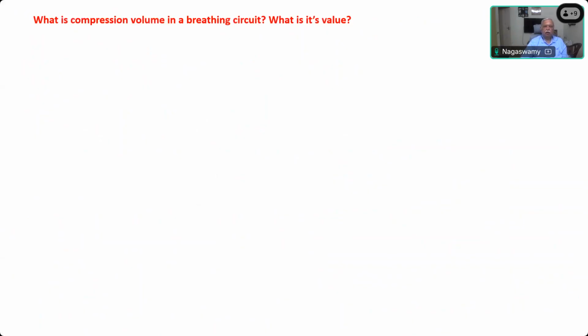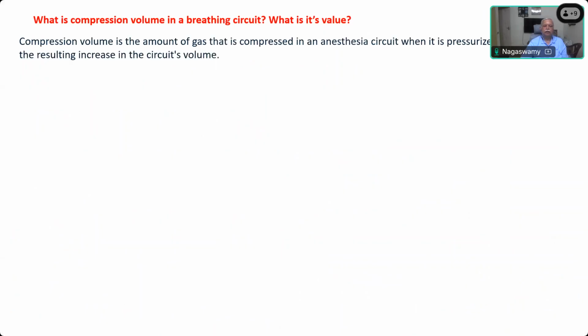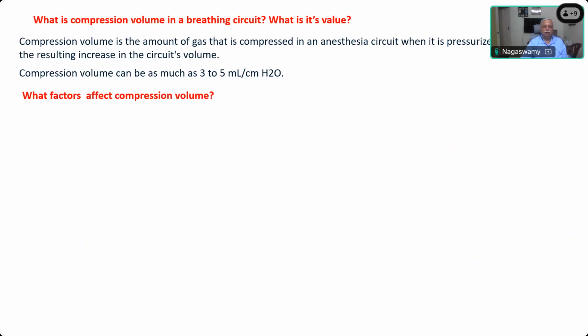What is compression volume in a breathing circuit and what is its value? Compression volume is the amount of gas that is compressed in an anesthesia circuit when it is pressurized, resulting in an increase in circuit volume. The volume can be as much as 3 to 5 ml for every centimeter of water pressure increase. What factors affect compression volume?